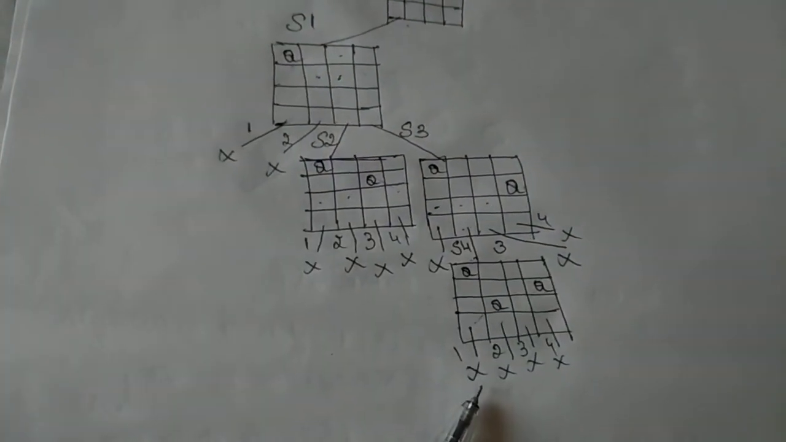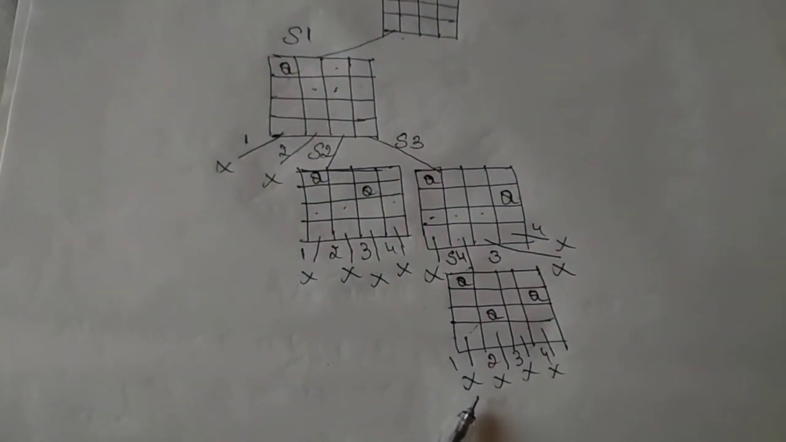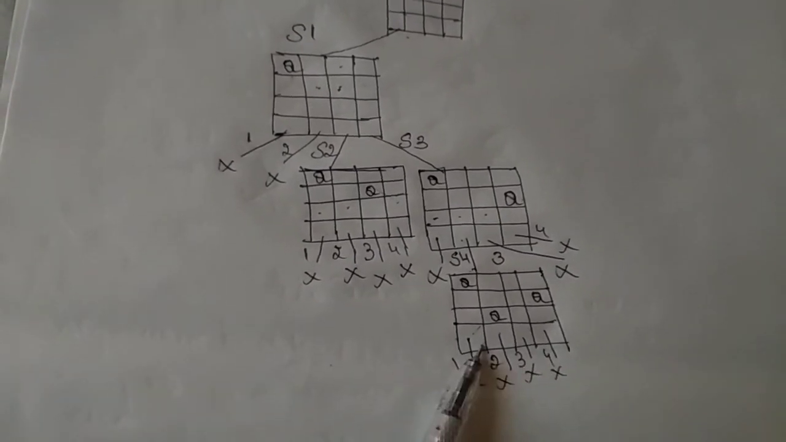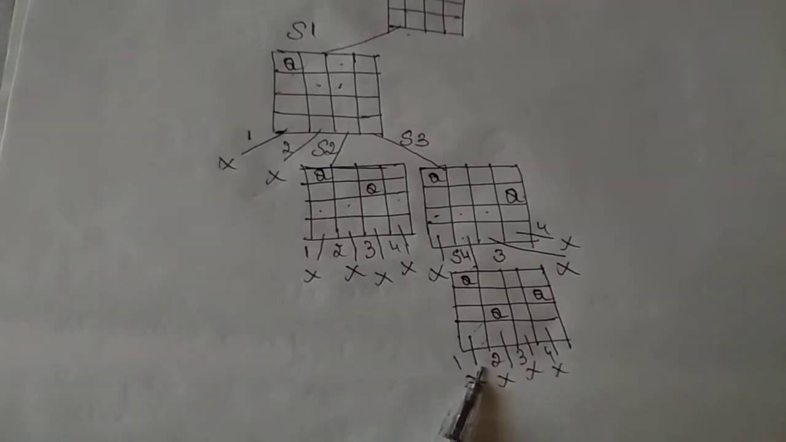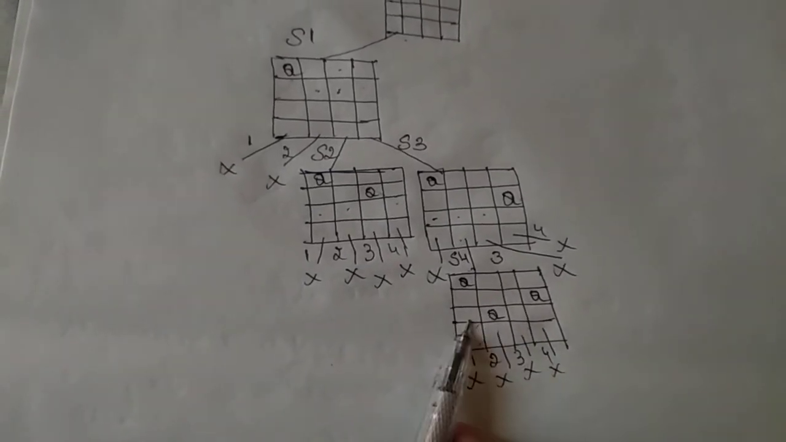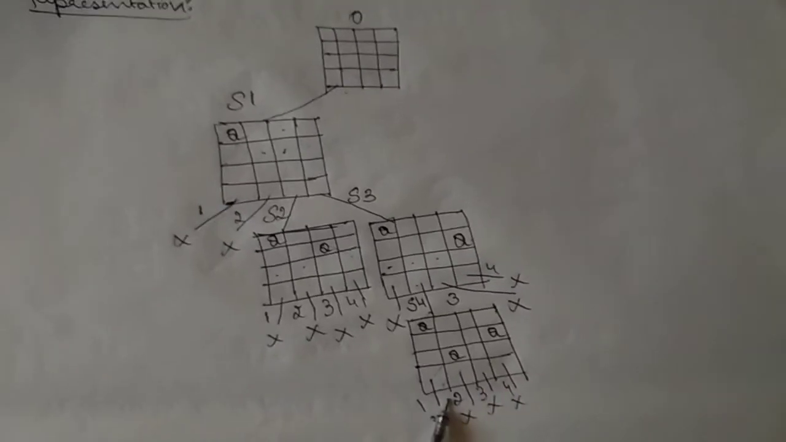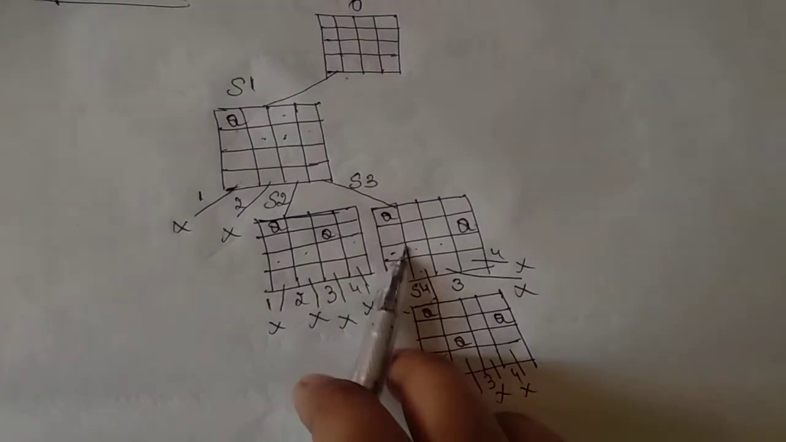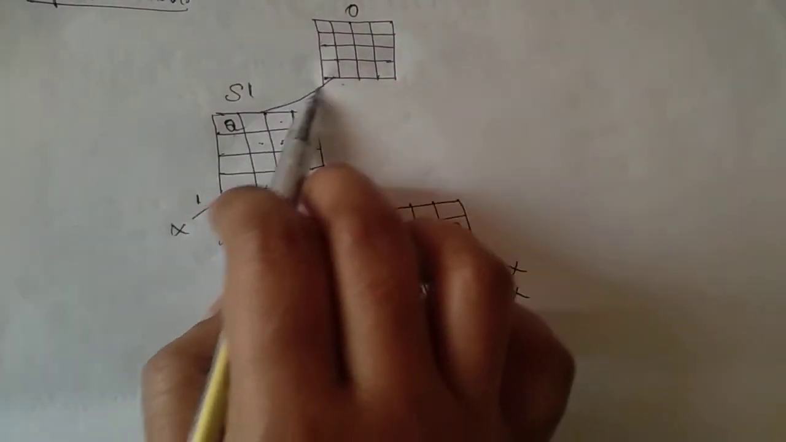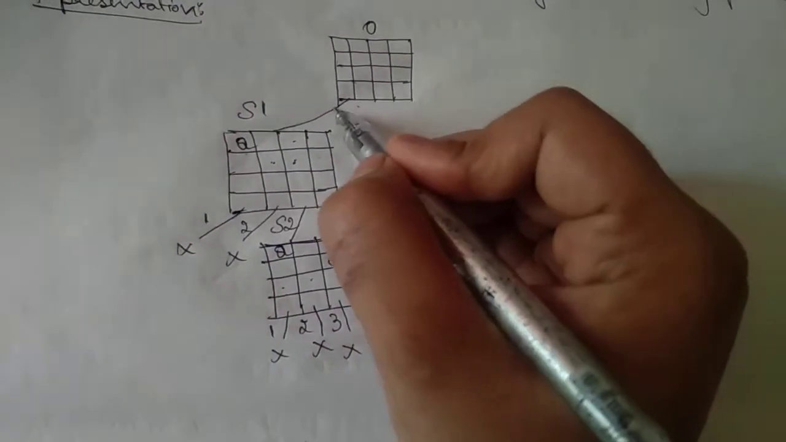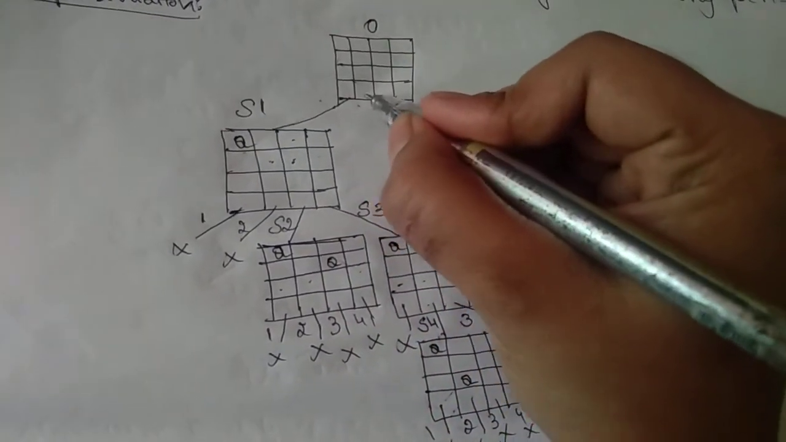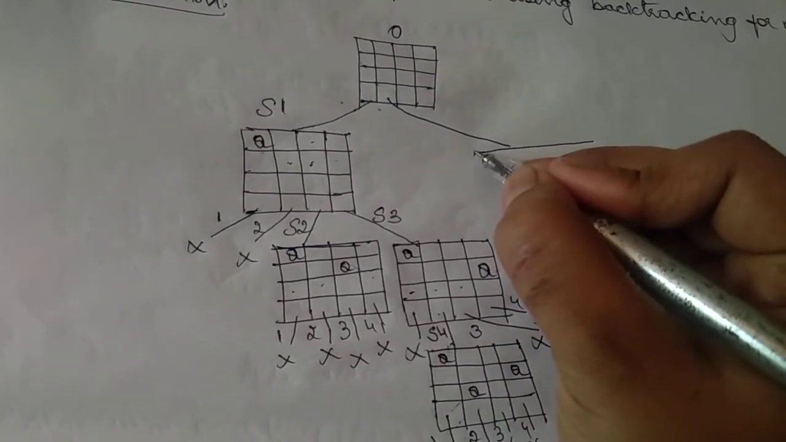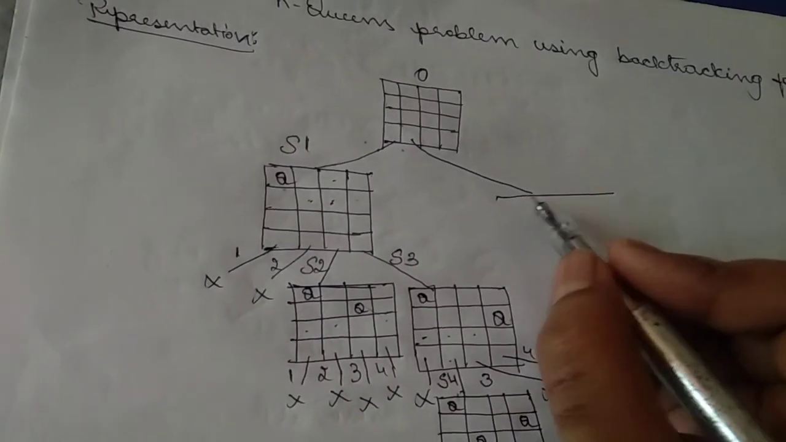This is a non-promising end because you have to place 4 queens inside the 4x4 chessboard, but here we are able to place only 3 queens. So this is non-promising. If it is non-promising, what you have to do? You have to backtrack. I'll come here, then here, then here. First one is not possible. I'll go with the second one.